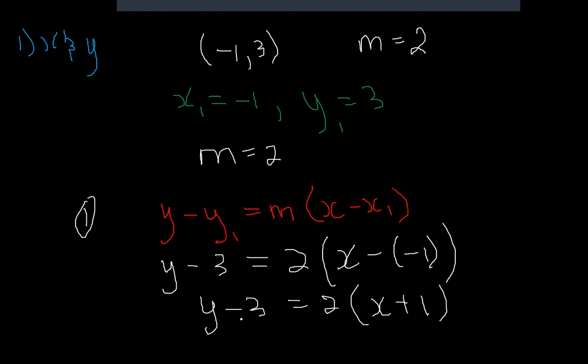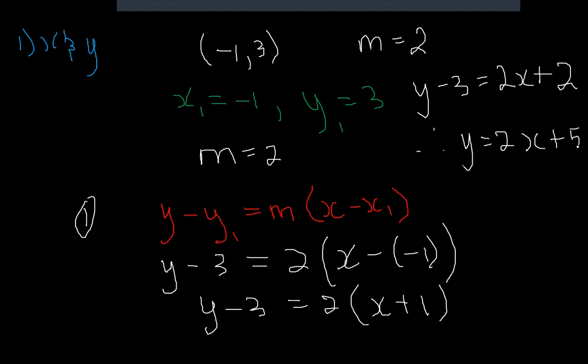Continuing up here, y minus 3 is equal to, we can expand these brackets. 2 by x is 2x, and 2 by plus 1 is 2, so we have plus 2. Now this is transposition, so we can make y the subject of the formula. We add 3 on both sides, and that's why the answer, that's a therefore sign, is 2x, 2 plus 3 is 5, plus 5. So if they had asked me for the equation of the line with this point and this gradient, my answer would be y is equal to 2x plus 5. Everybody understands that?